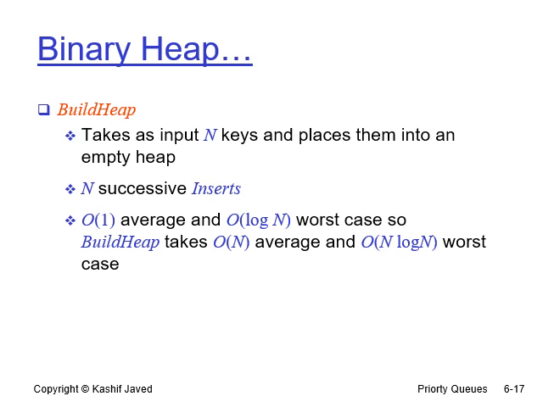So we can implement it through n successive inserts. Big O of 1 is the average time of an insert, and big O of log n is the time complexity of an insert in the worst case. So if you have n keys and you invoke your insert function n times, in the worst case this could take big O of n log n time. So this is how we can create a new binary heap, a build heap.